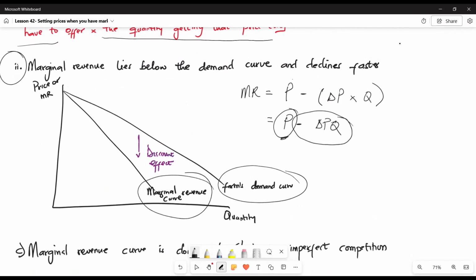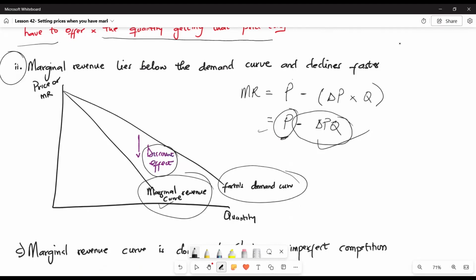And this marginal revenue curve is going to lie below the demand curve because at every price that the firm charges, the marginal revenue curve embodies something extra, which is the discount effect. So this discount effect pushes the marginal revenue down below the price of the good, which makes it lie below the demand curve, and it declines faster. So it declines faster than the firm's demand curve because the discount effect gets larger as you sell more output. A price cut for many customers will cut into your revenue more than a price cut for a few customers would.